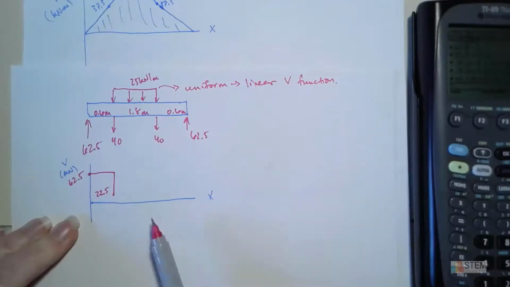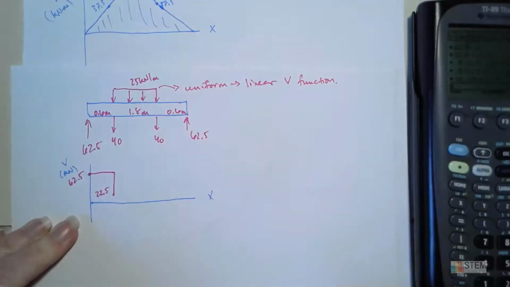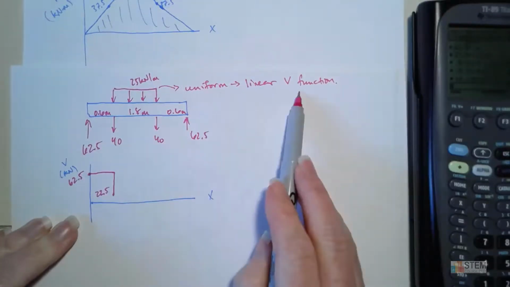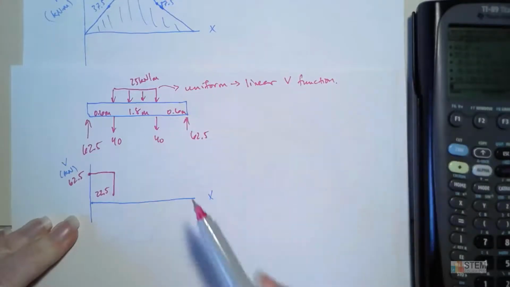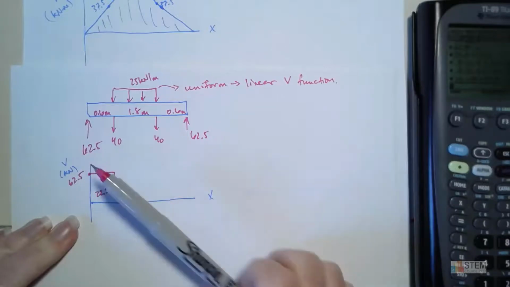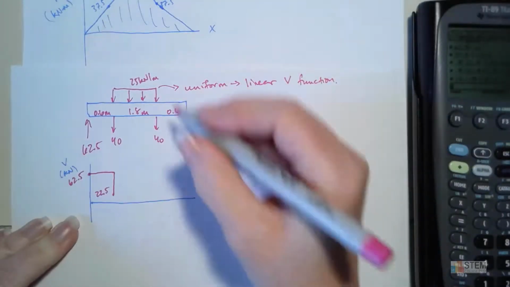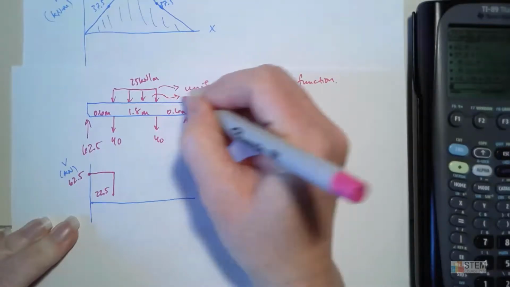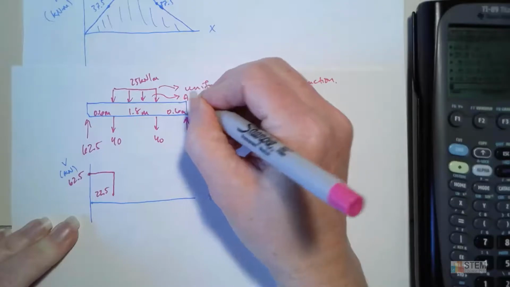Because if y'all remember, the V equation for this section was a linear function. So anytime it's uniform, you're going to get a linear V function. It's pointing down, so we're going to get a negative slope, so it's going to have this direction like that. And the amount you're going to drop down is found by finding the area here. That's how I think of it.